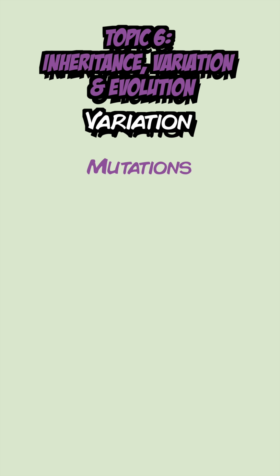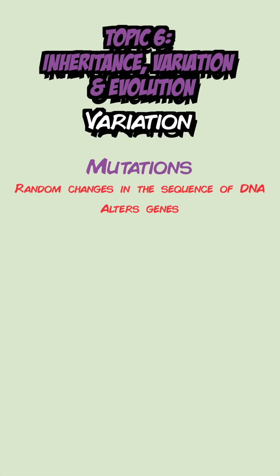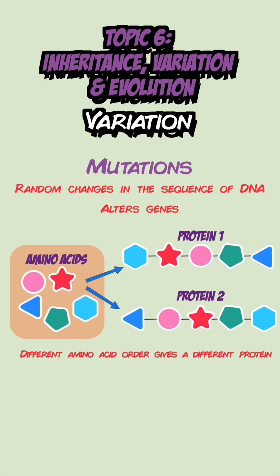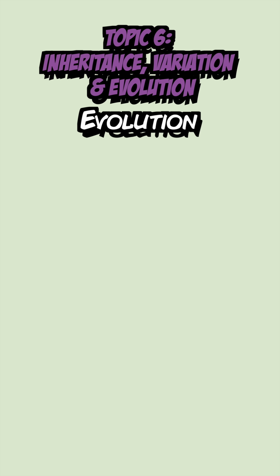Variation can be caused by mutations, which are random changes in the sequence of DNA. These can lead to a gene being altered, which can also lead to a different sequence of amino acids. This can lead to different proteins being made. These changes can lead to a change in the phenotype of an organism. If the mutation happens to be beneficial to the organism's survival, it could lead to the organism's species evolving.